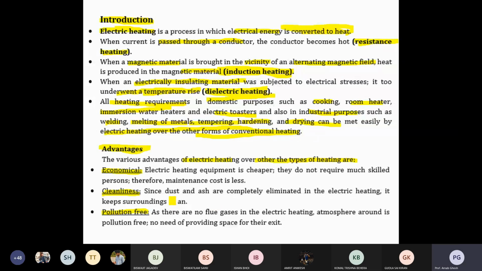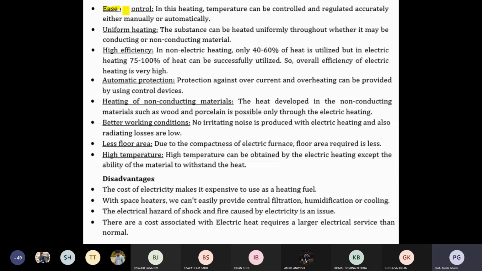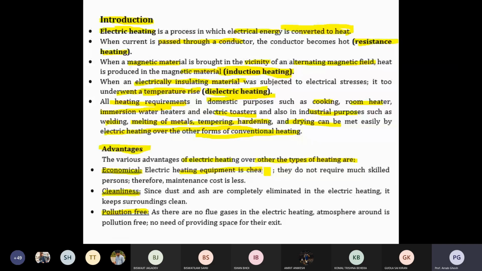And in electric heating, radiating losses are low. Okay, least floor area. Due to the compactness of the electric furnace, the floor area required is less. High temperature. High temperature can be obtained by electric heating, limited only by the ability of the material to withstand the heat.